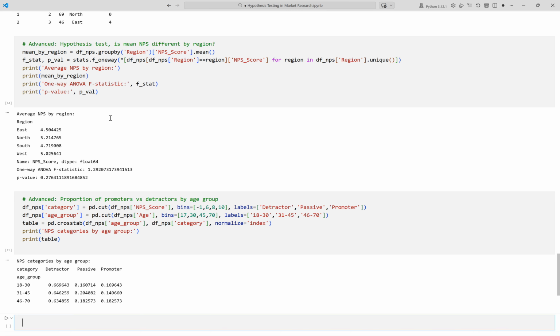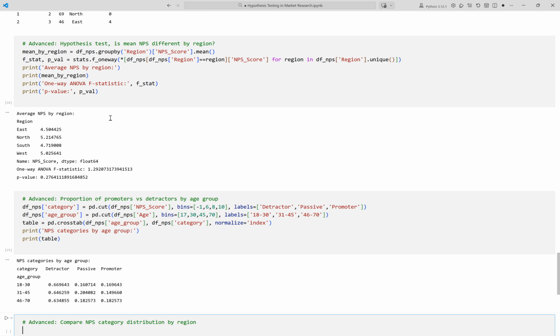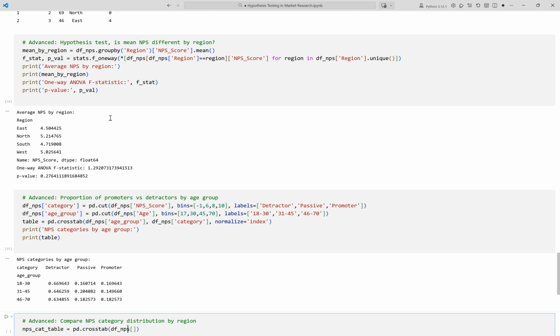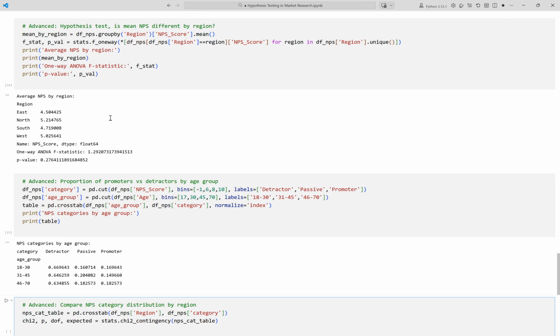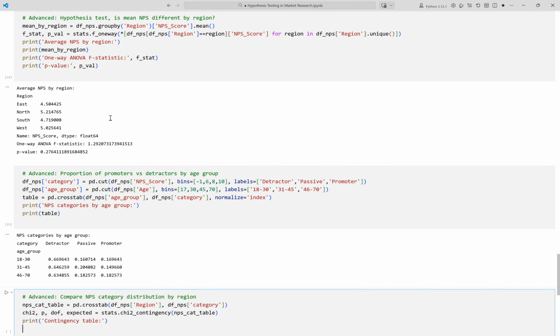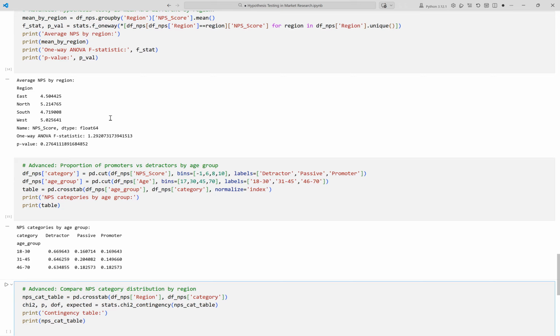Do some regions have more promoters or detractors? We can answer with cross-tabulation and hypothesis testing. We create a contingency table of NPS categories by region. We run a chi-square test to check for differences in distributions. We print the table so managers can spot hotspots. We print the chi-square value for technical reference. We print the p-value for business decision relevance.